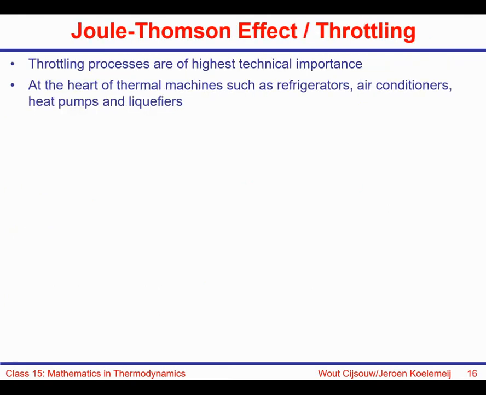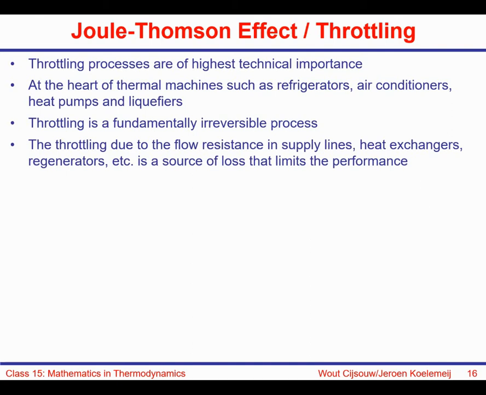Now let's switch gears a bit and talk about the Joule-Thomson effect, which is something that occurs in throttling processes. And these play an important role in thermodynamics. The throttling processes are at the heart of many thermal devices, such as refrigerators, air conditioners, heat pumps, and so on. Throttling is an irreversible process, so everywhere where it occurs, you have to take into account that there are additional losses there that will limit the performance of your device.